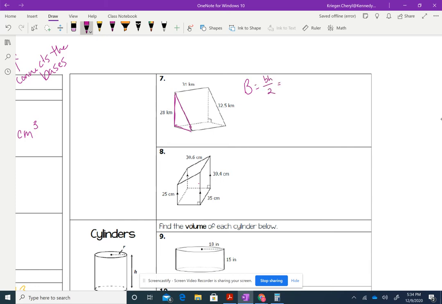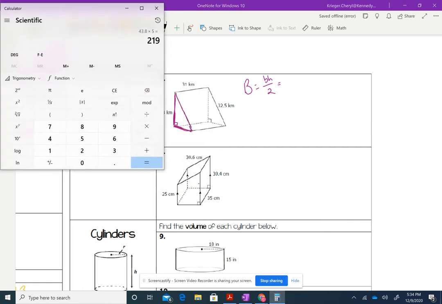I can see that the height is 28, and the base connects to the height at a right angle. So unfortunately here, I'm going to have to find the base using the Pythagorean theorem. So I'll get out my calculator.